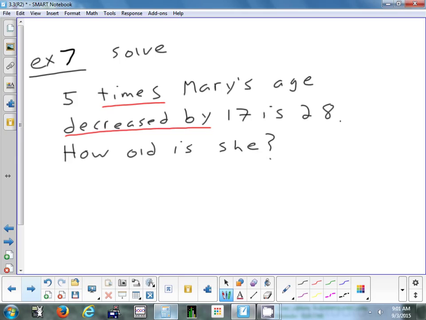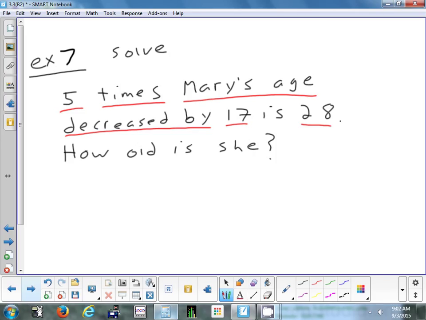What else is important? Rose? 17 and 28. Yeah, your numbers are always important: 17, 28, and the 5. And there's one more thing we need, and this is going to represent our letter. Alexis? Mary's age. Right. Let's start with 5.